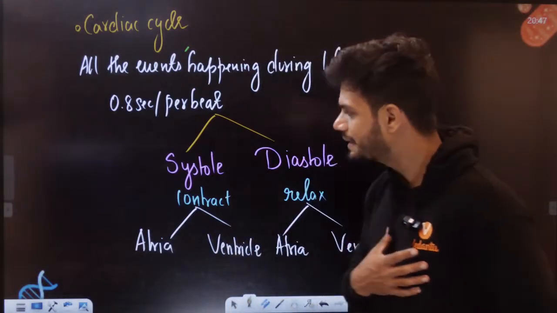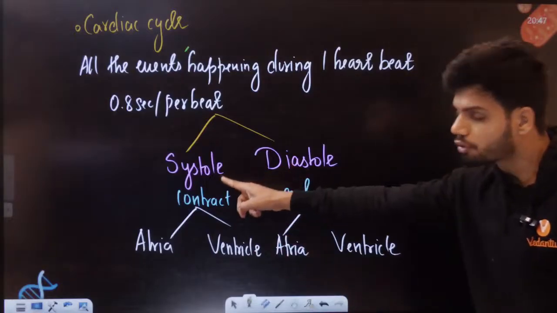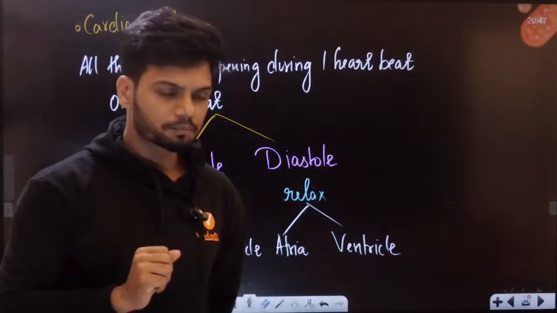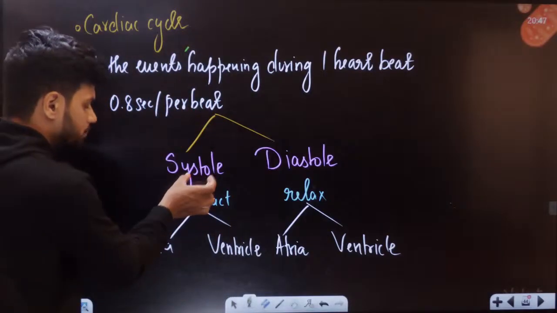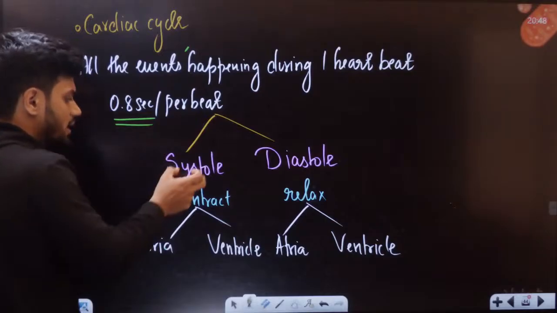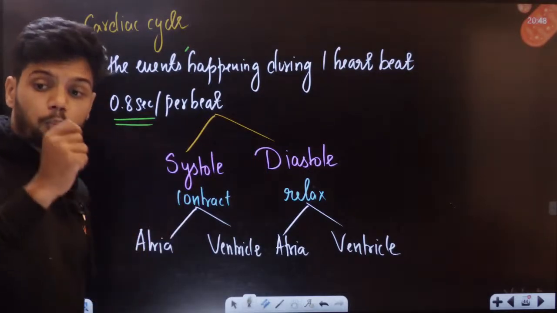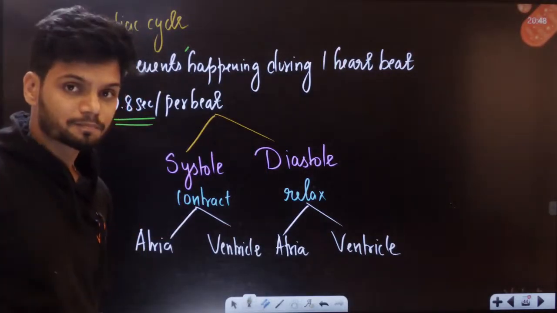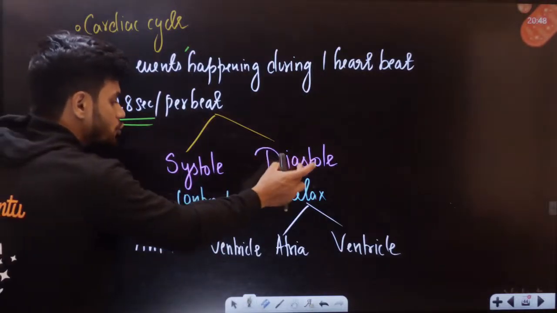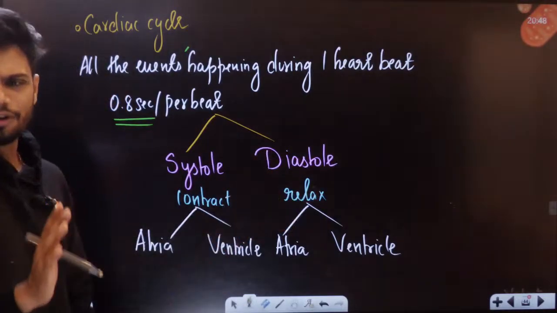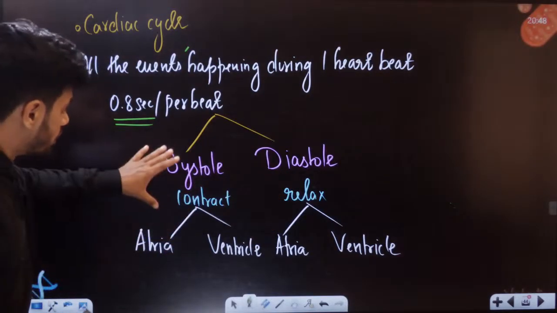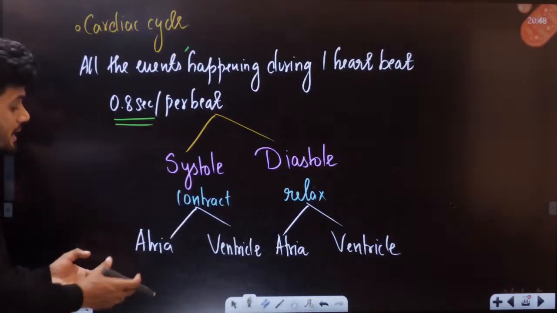In that 0.8 second, two processes are happening. One is called systole, and one is called diastole. In this 0.8 second, systole and diastole both are happening. Systole means contraction. Diastole means relaxation or resting also. So contraction, relaxation. Now in systole, how long do the atria take?